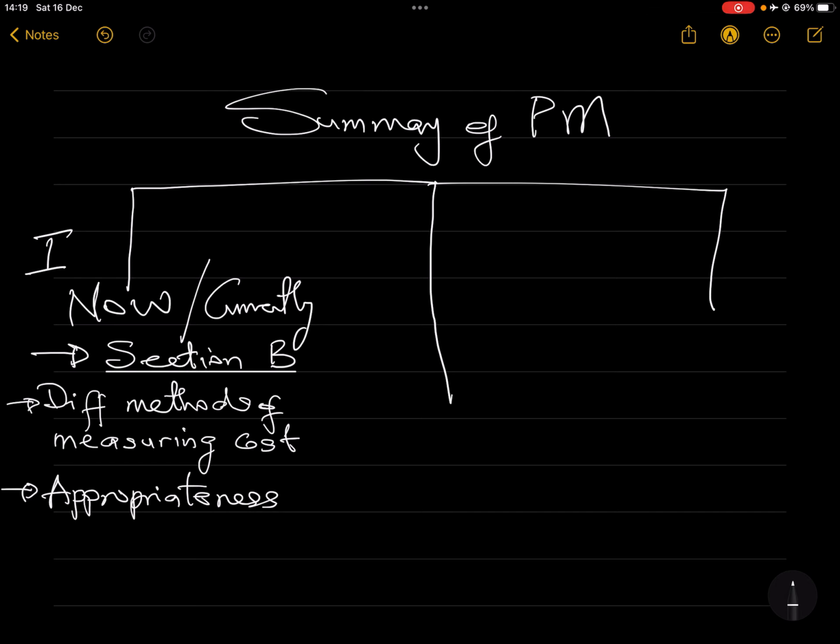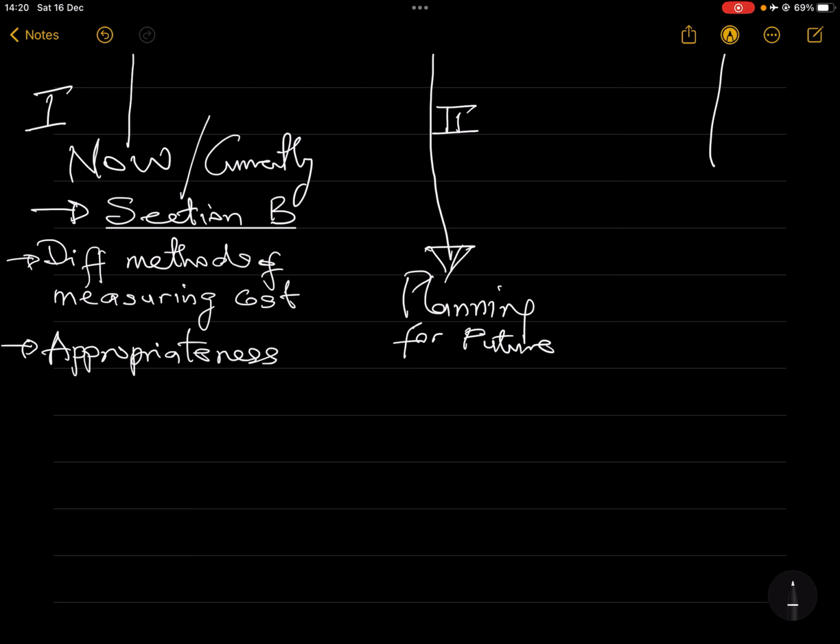So the second part, the second group of the syllabus of this paper, is about planning for the future. We already know where we are now. Now we need to plan for the future. So there's a planning bit, and it's about where we want to be. If you're talking about where we want to be, 2 major things will be involved.